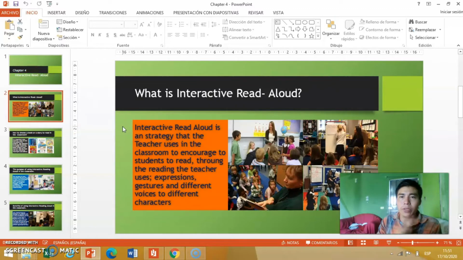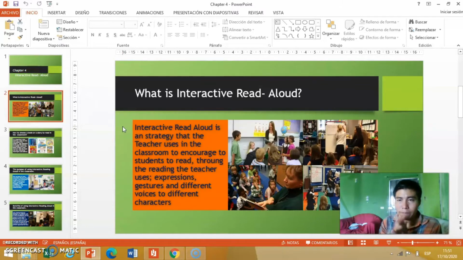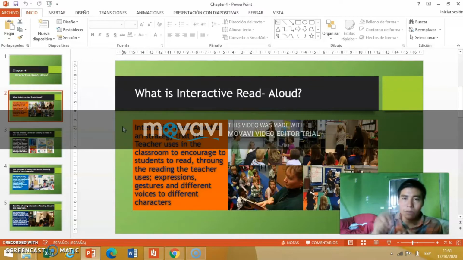What is interactive read aloud? Interactive read aloud is a strategy that the teacher uses in the classroom to encourage students to read. Through the reading, the teacher uses expressions, gestures, and different voices for different characters to catch the students' attention and get the students involved in their learning process.